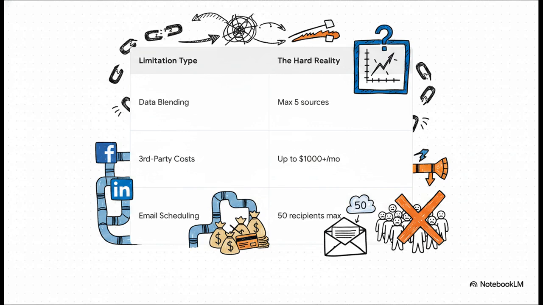Then there are third-party costs. Basic Google reporting is free, sure. But if you want to connect Facebook or LinkedIn, you're paying for third-party connectors that run anywhere from $29 to over $1,000 a month. Oh, and email scheduling. Google quietly capped scheduled email deliveries to just 50 recipients, which caught a lot of larger agencies totally off guard.